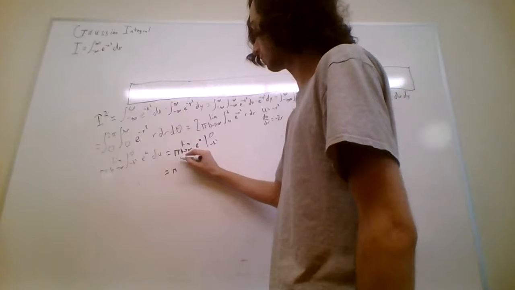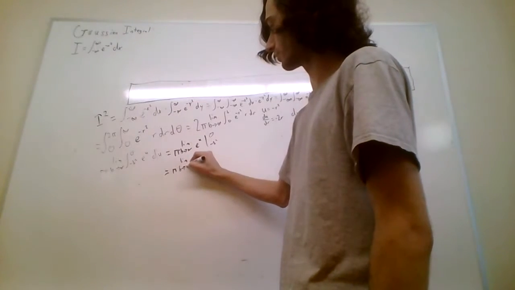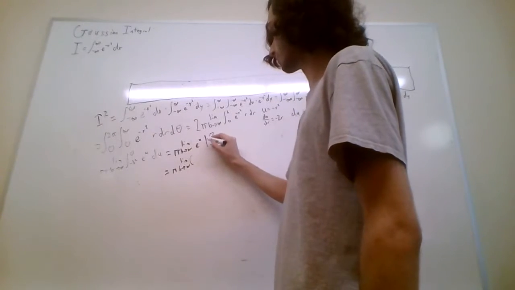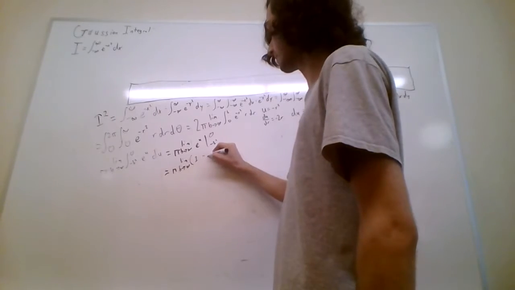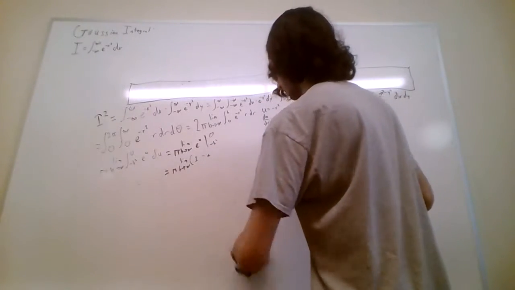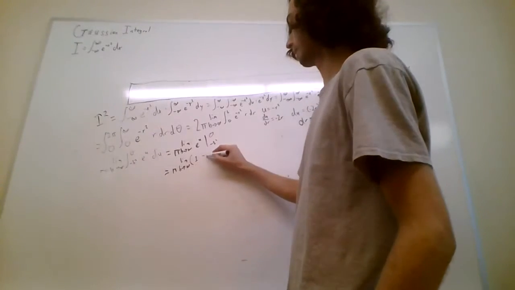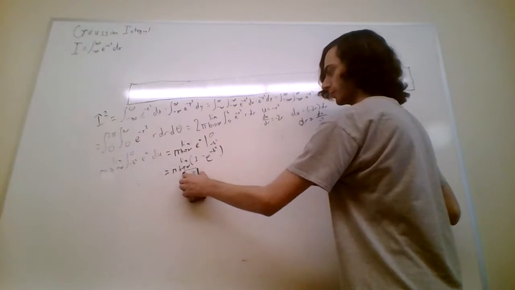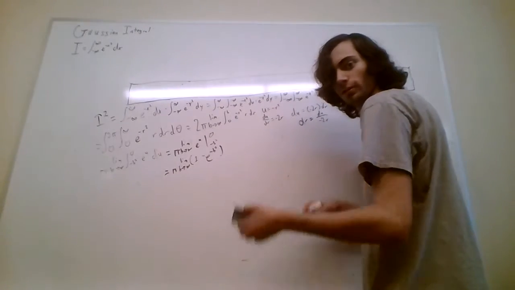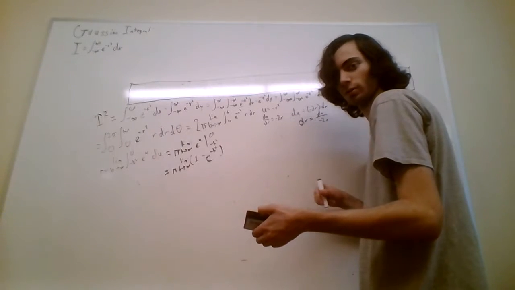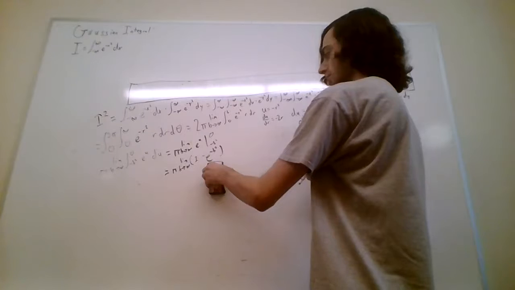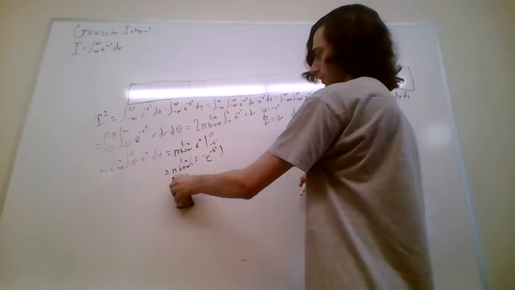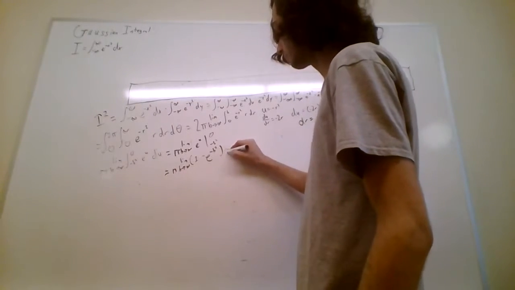Let's just evaluate that. The limit as b approaches infinity of e to the 0, which is just 1, minus e to the negative b squared. Okay, let's evaluate this limit. As b approaches infinity, negative b squared is going to approach negative infinity, and as e to the x approaches negative infinity, it approaches 0. So that term basically becomes 0. So it's just going to be pi times 1, which is equal to pi.